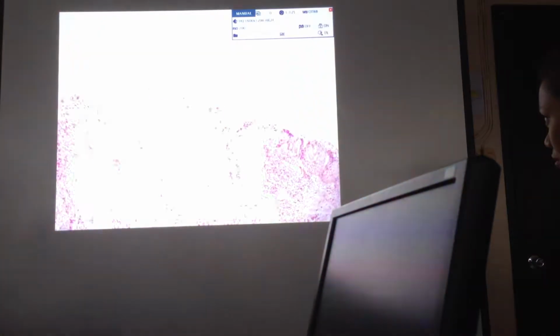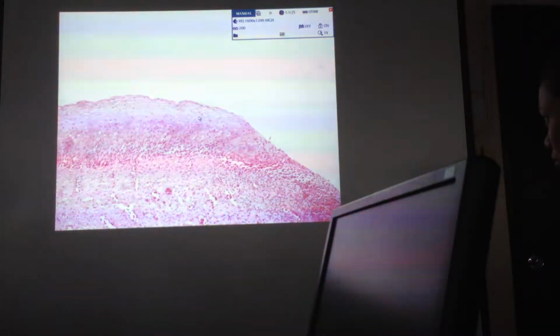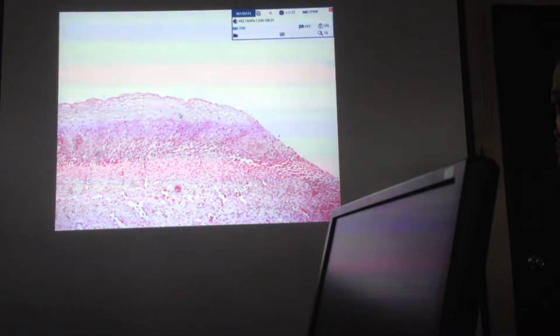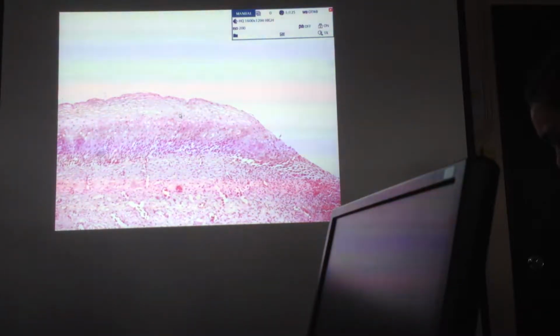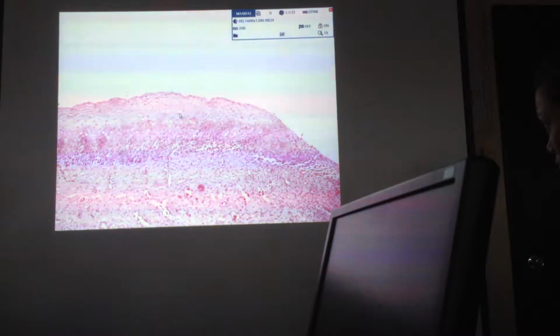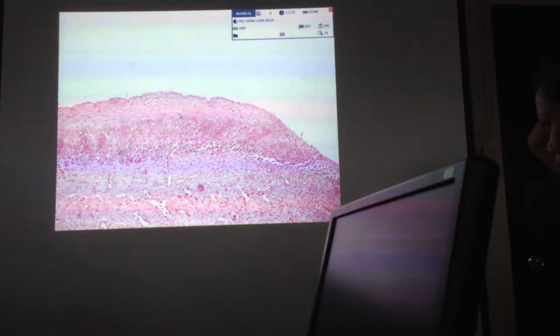Let's prepare first the normal epithelium, like this one. Okay, so you can see the basket weaving. You have the basket weaving over here. You have the basal layer. On this portion, you have good maturation of the stratified squamous epithelium.